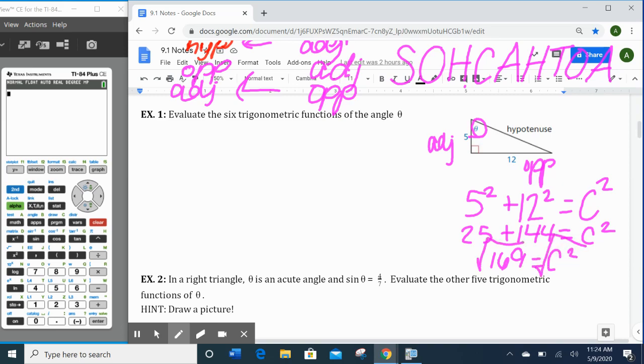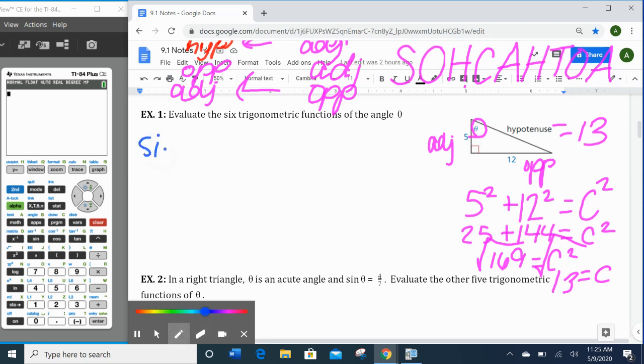Take the square root because it's a side length. It only makes sense to be positive. So the hypotenuse is positive 13. So I know the opposite is 12, the adjacent is 5, the hypotenuse is 13. So I can find the 6 trig functions of this angle. The sine of theta is opposite over hypotenuse, which is 12 over 13.